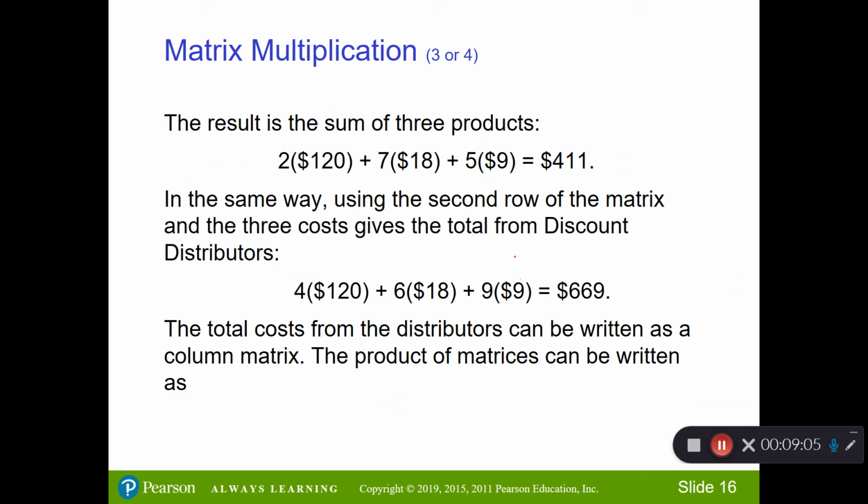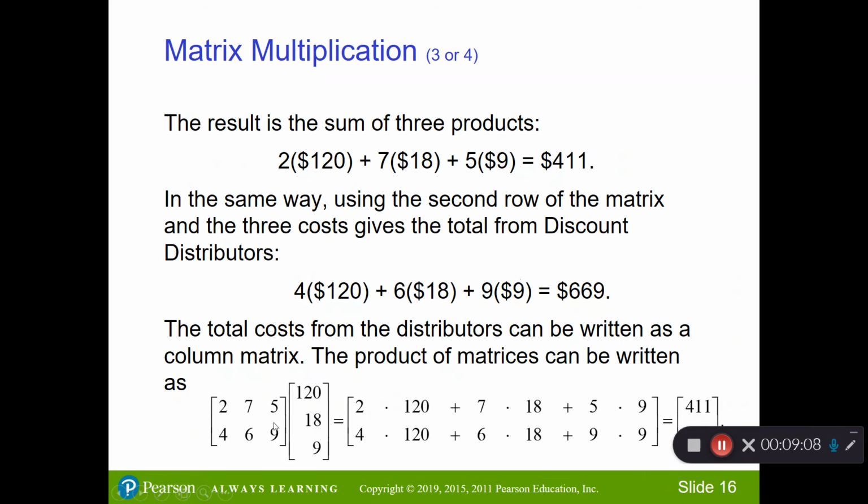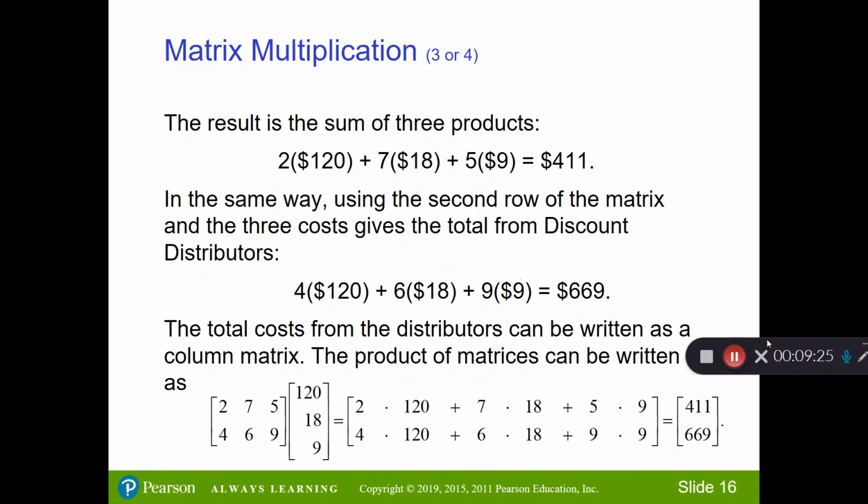Okay. Now, we can do this multiplication with matrices. Take our original matrix, which was the distributing of the products, 2, 7, 5, 4, 6, 9. Multiplied by the cost matrix. So if I multiply 2 times 120, 7 times 18, and 5 times 9, I get what goes in the top row. And then if I multiply 4 times 120, 6 times 18, 9 times 9, I can get the total in the bottom row. This is the way we do matrix multiplication. We multiply the first row of the first matrix by the first column and put it in the first entry in the matrix.